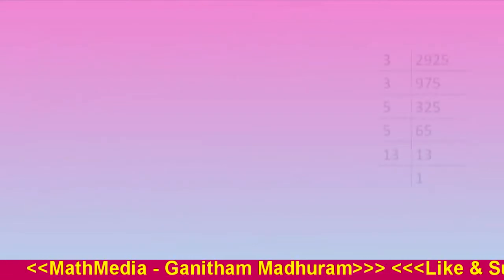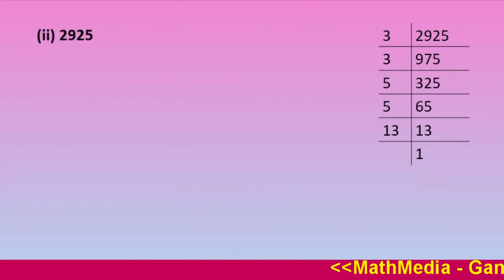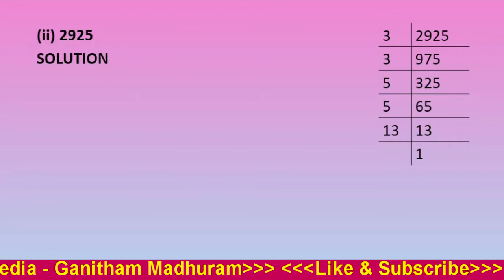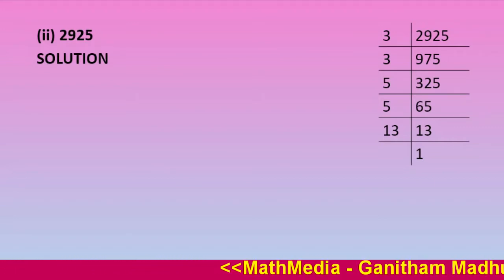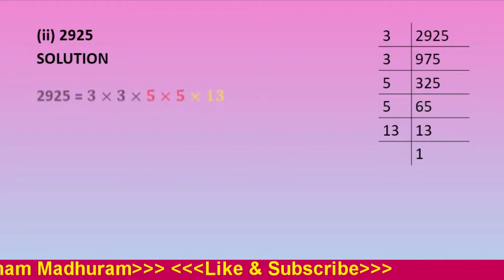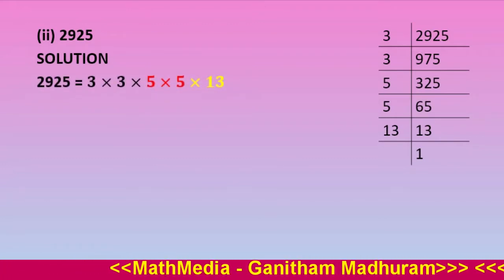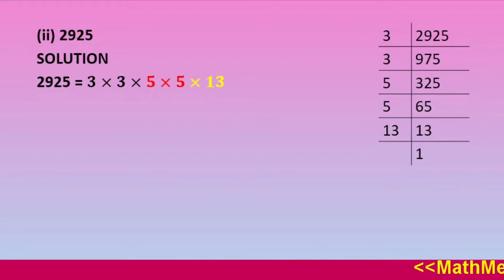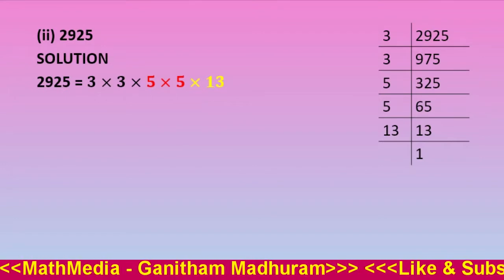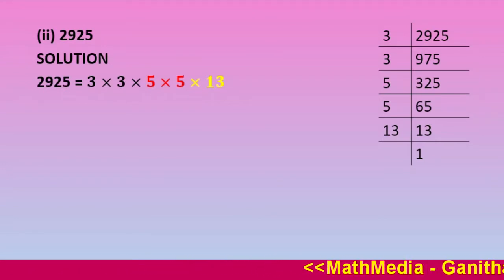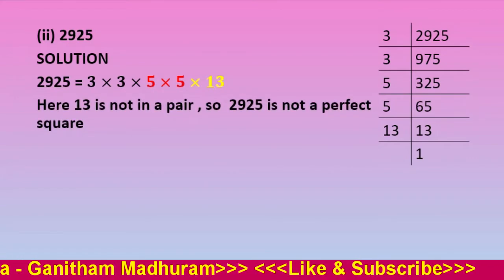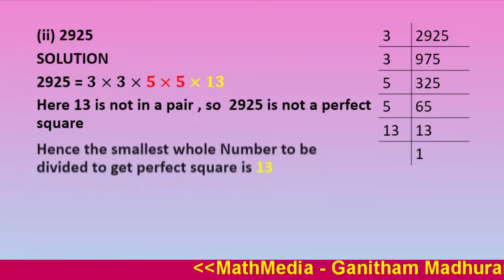Now we move to the next question. 2925. Our first step is to find the prime factors of 2925. I have done the prime factorization of 2925. So we get the prime factors as 3 into 3 into 5 into 5 into 13. Observe the prime factors. We understand that 13 is not in a pair. Hence the smallest number to be divided to make the given number a perfect square will be 13.